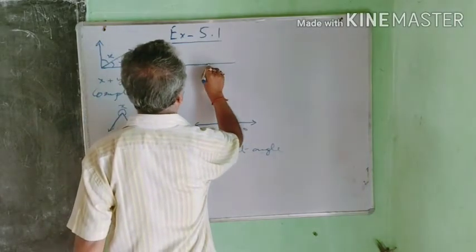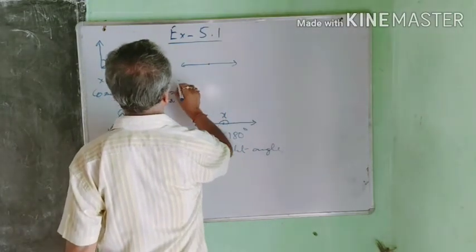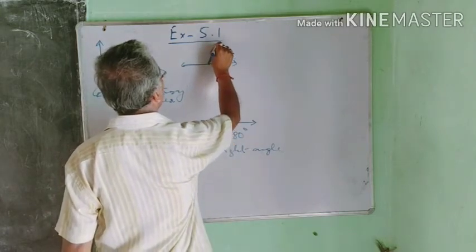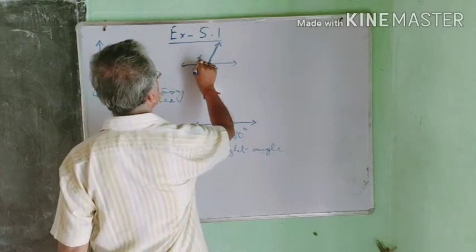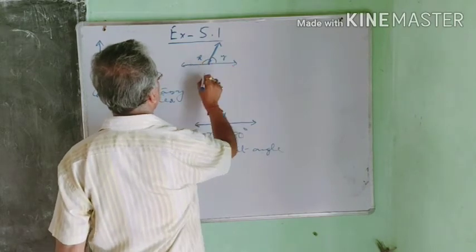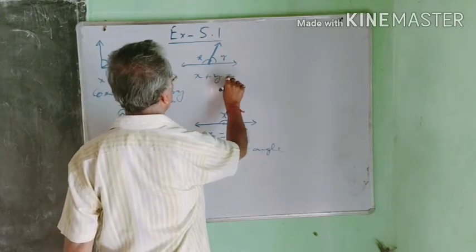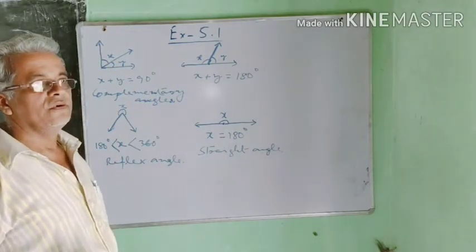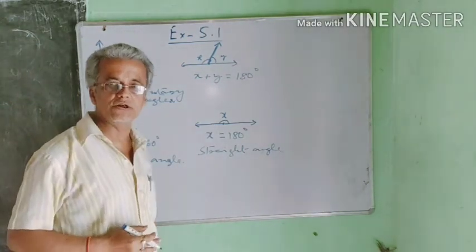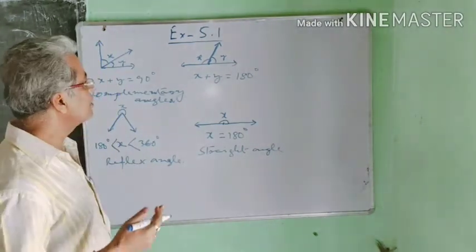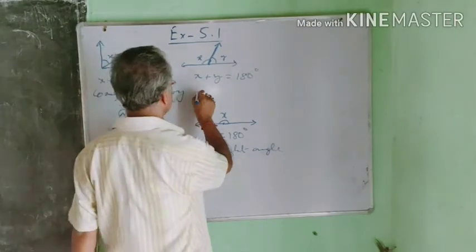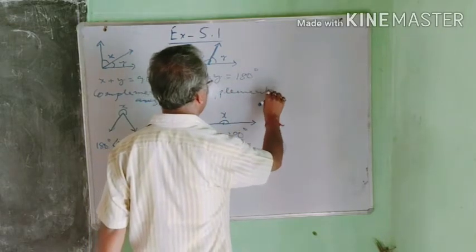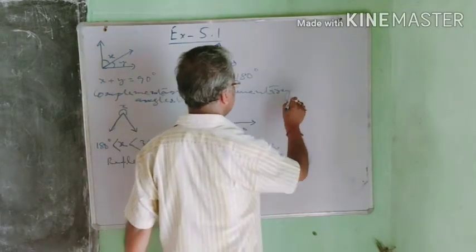Now, this is a straight angle. Now, if there is any other angle, suppose this is x and this is y. Here x plus y is equal to 180 degree, straight angle. When the sum of two angles is equal to two right angles, such angles are said to be supplementary angles.